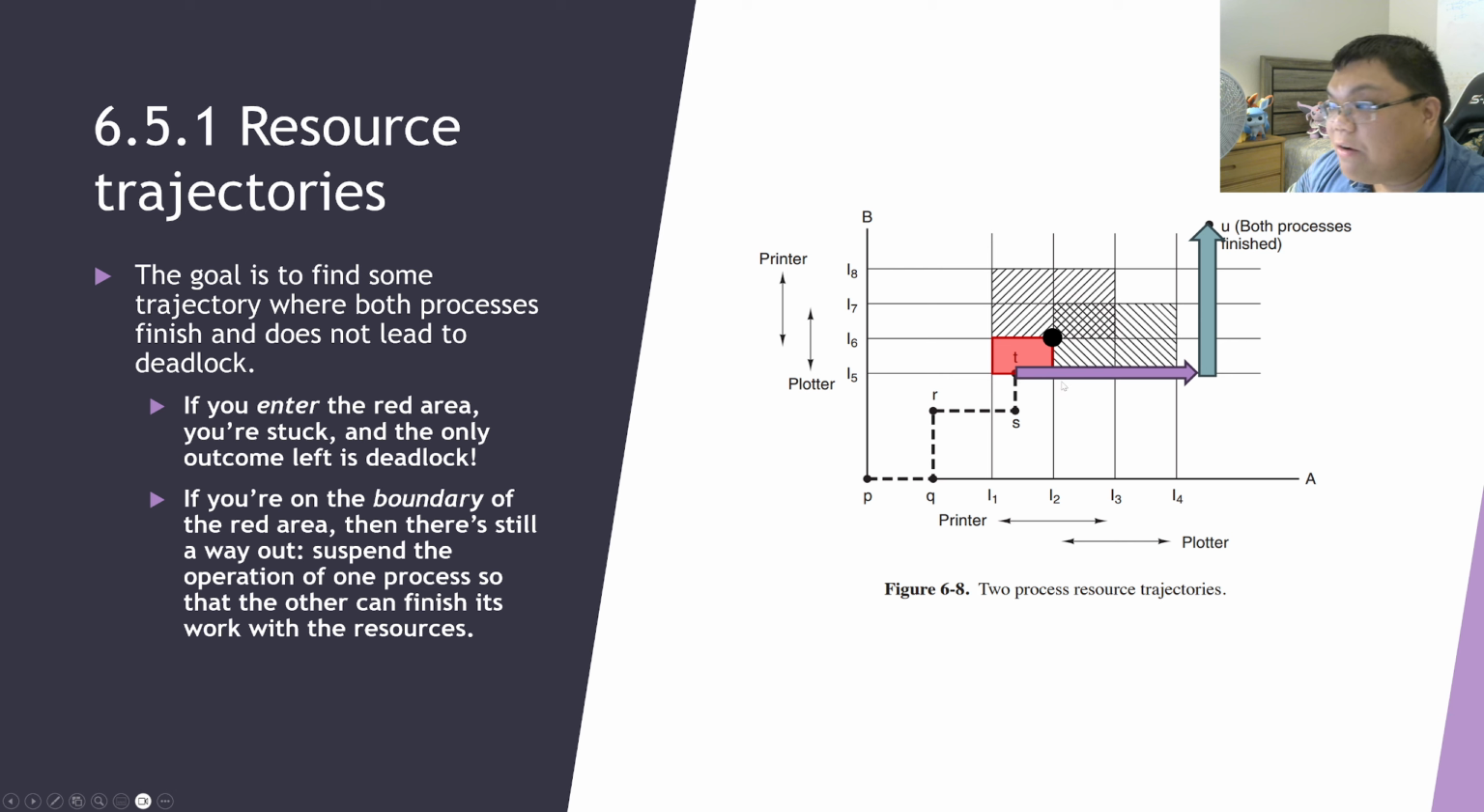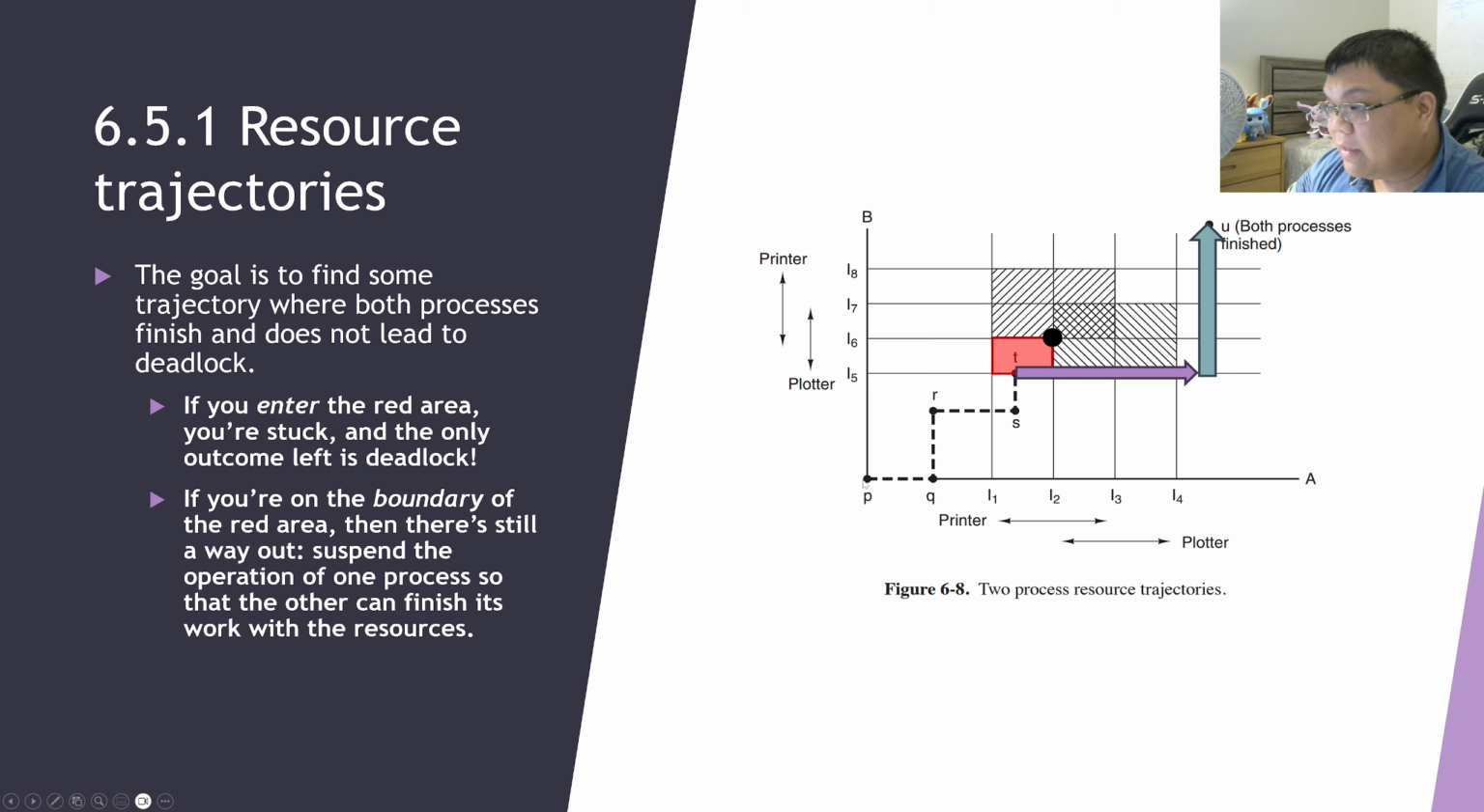It means in this scenario, for us to avoid deadlock, we have to turn right and then up. That means process A is going to use the printer and then the plotter, while process B waits its turn to use the plotter and then the printer. So this is what it means here.